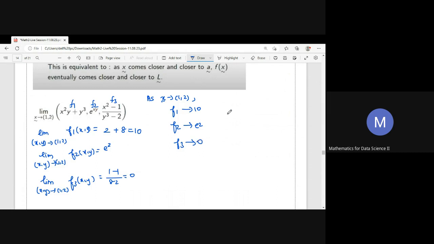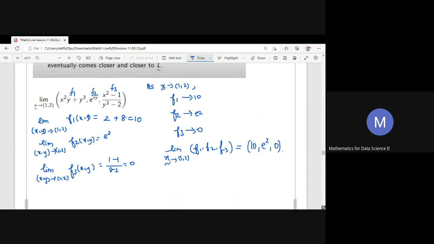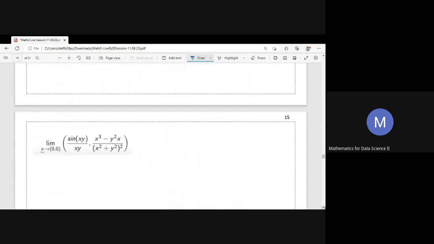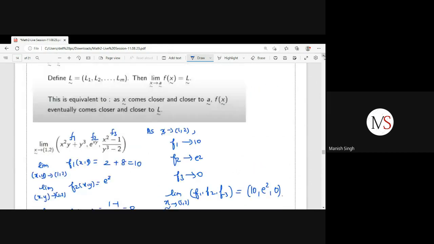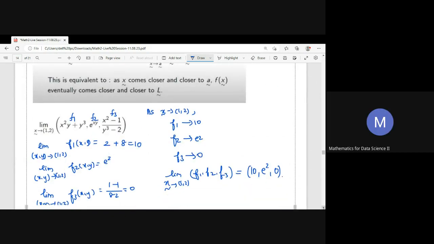Right? So what is the limit of then this function? Limit as x tilde goes to (1, 2) of (f1, f2, f3) is (10, e square, 0). So now the limit is not just a scalar value, it is a vector. Okay, the limit is now a vector. Okay, fine. So it's quite simple, you just need to input the values of x and y.